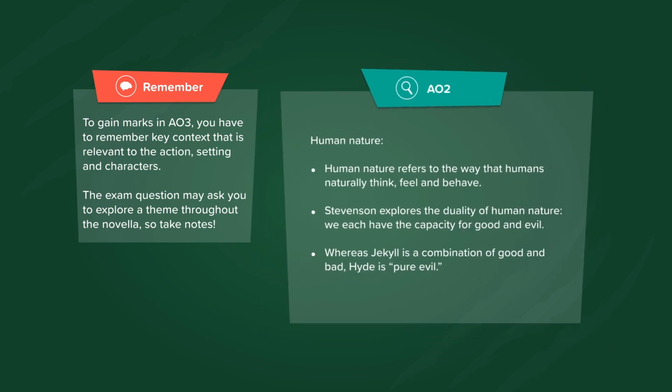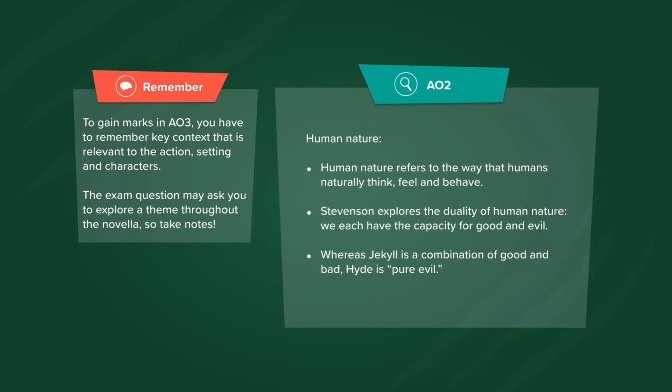Human nature. Human nature refers to the way that humans think, feel, and behave. Stevenson explores this idea of the duality of human nature, the idea that everyone has the capacity for both good and evil. Whereas Jekyll is a combination of good and bad, Hyde is pure evil.